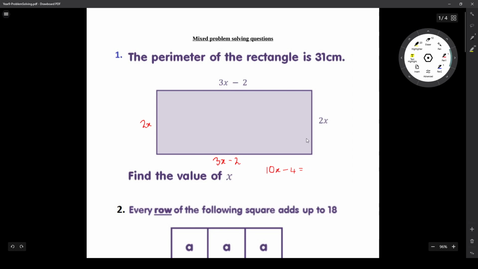And we know from the question that that equals 31. And we can now solve this. So if we add 4 to both sides, we get 10x equals 35. And then dividing both sides by 10 gives us x equals 3.5.